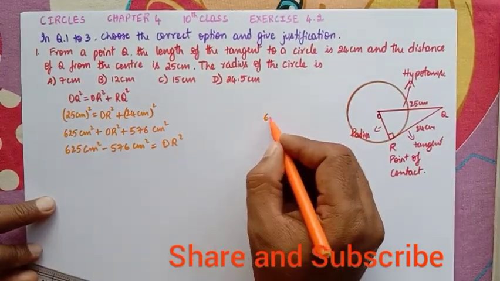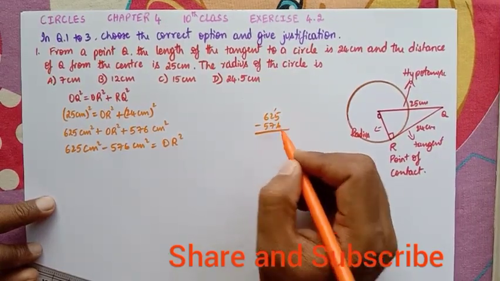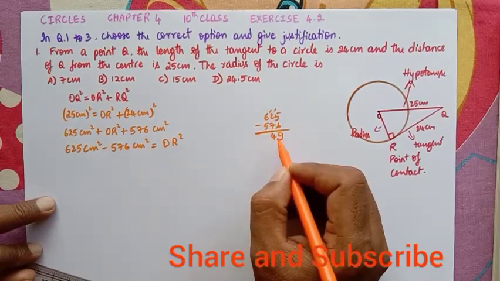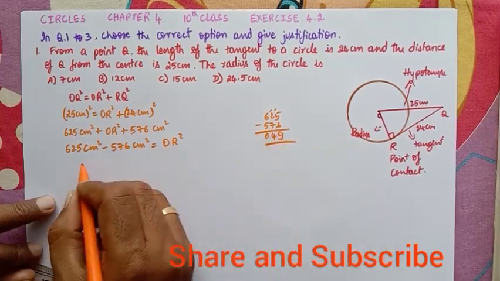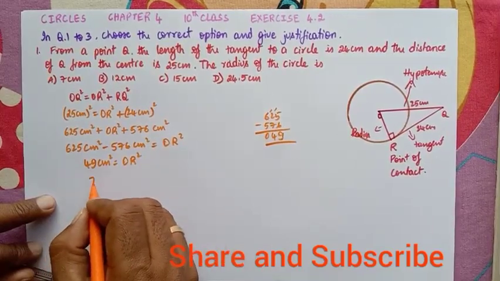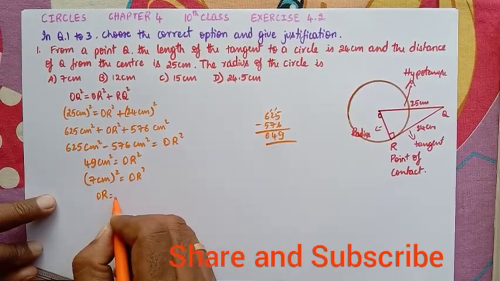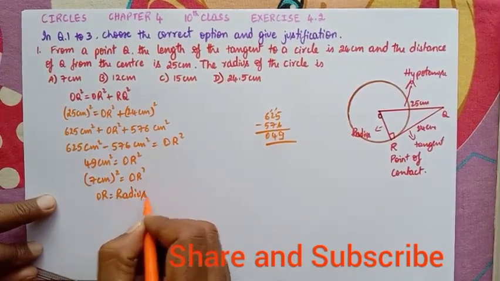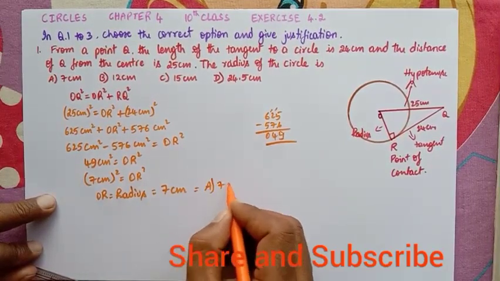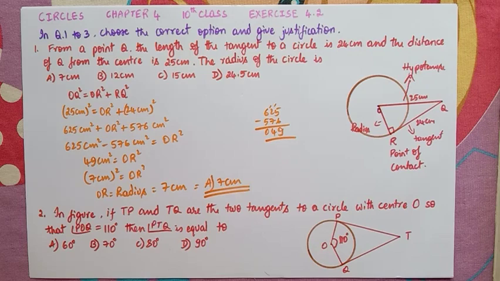So here 625 minus 576 is 49 centimeter square, which is equal to OR square. So 7 centimeter whole square is equal to OR square. So OR, which is the radius, is equal to 7 centimeter, which is nothing but option A, 7 centimeter. This completes the first problem. Here is the second problem.